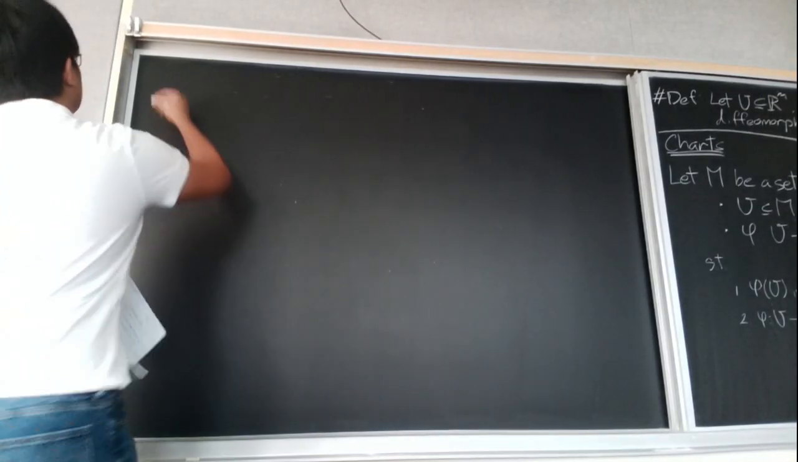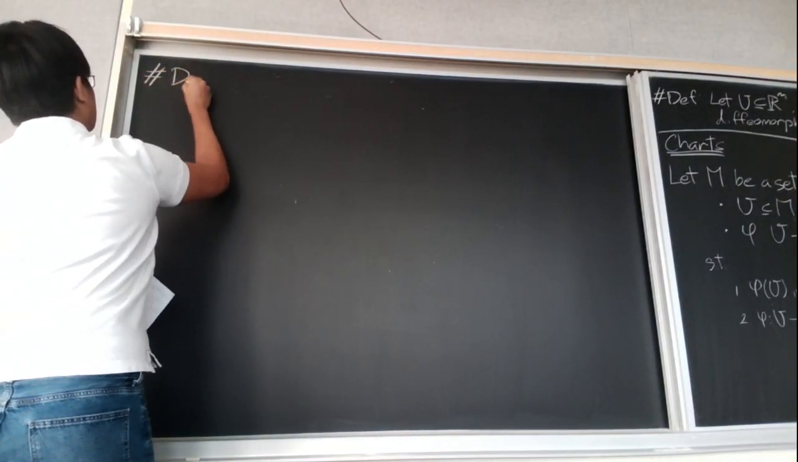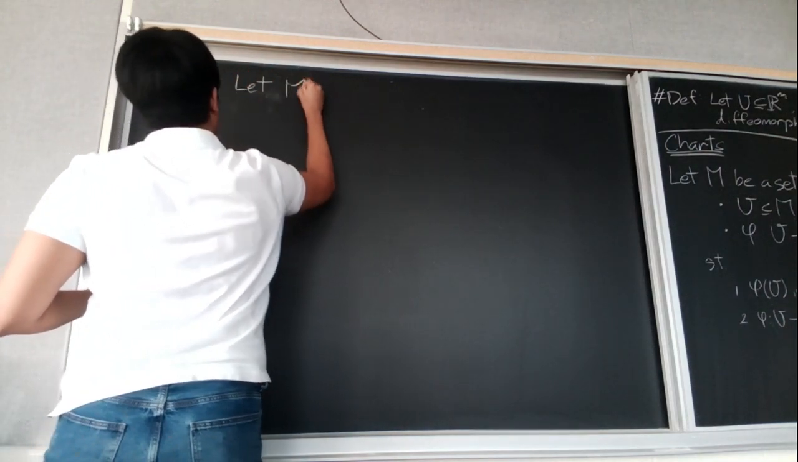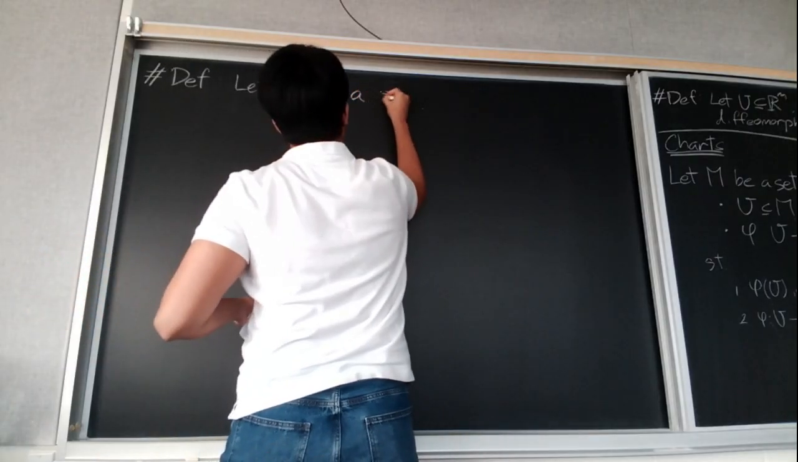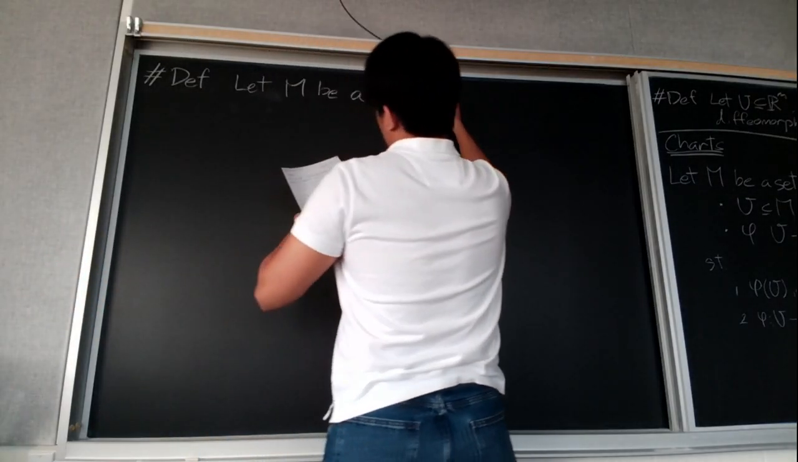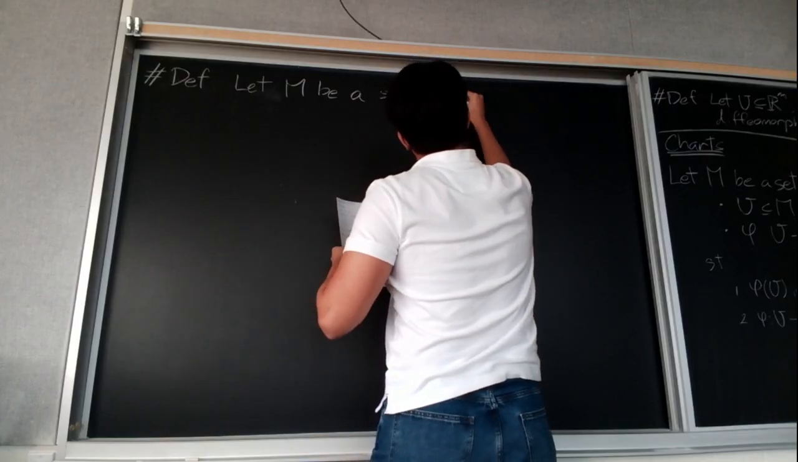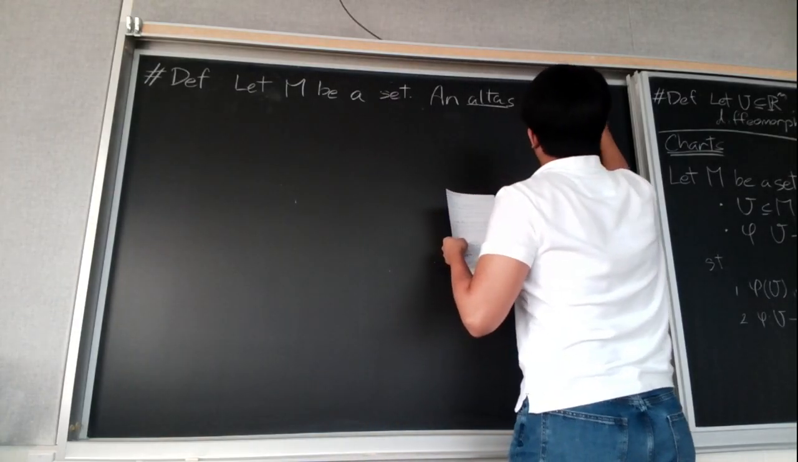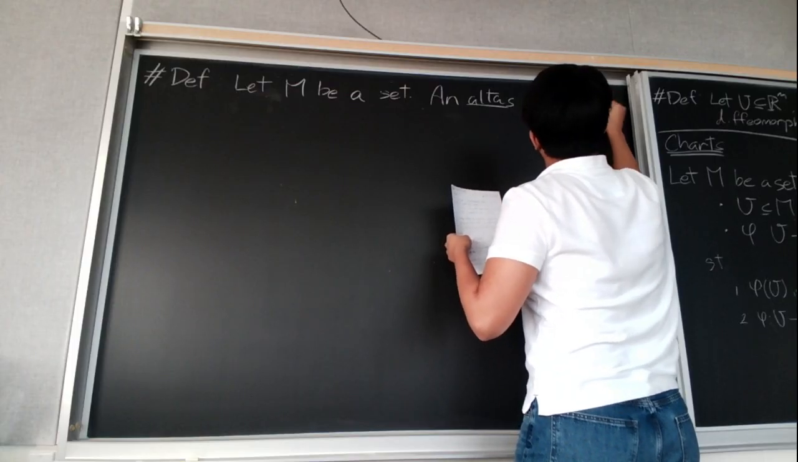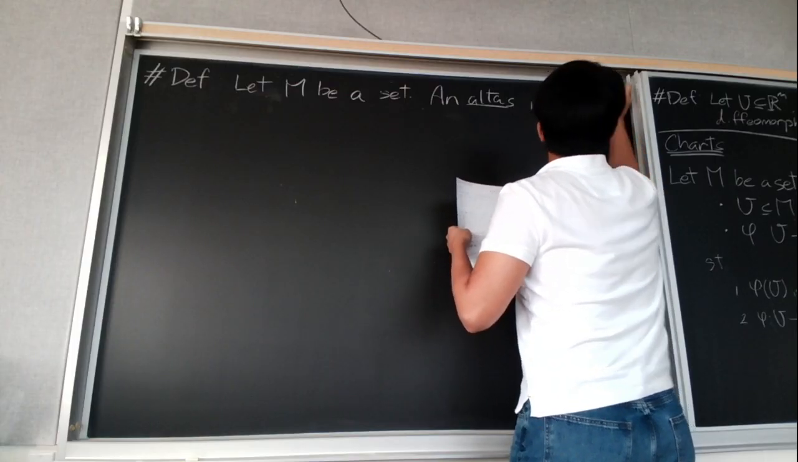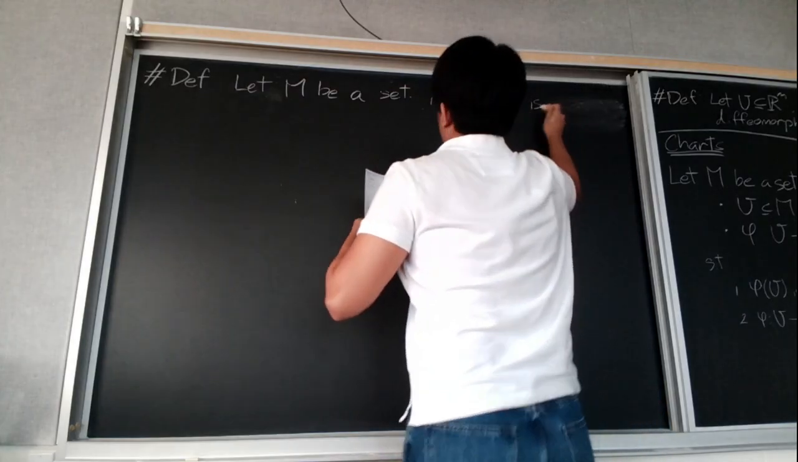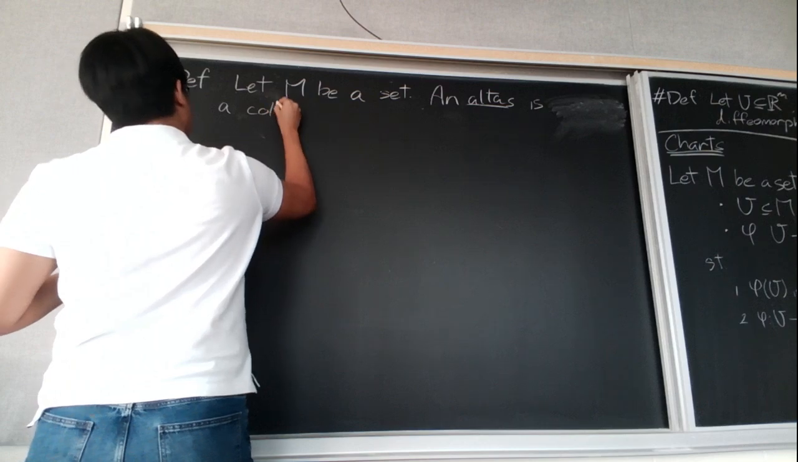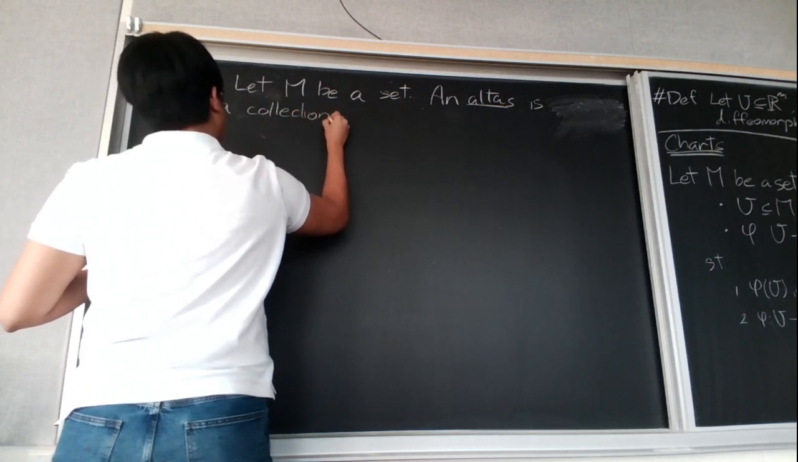Okay. Definition. Again, we say an atlas is a collection right on the other side.